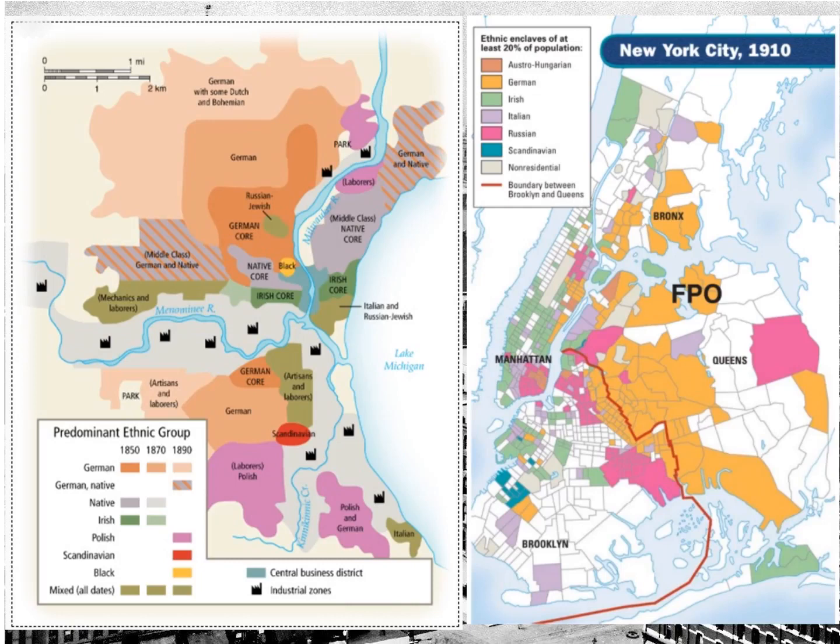By 1890, 87% of Chicago was immigrants and their children, which are first generation. 80% of New York City was made up of immigrants. 84% of Milwaukee and Detroit was made up of immigrants.